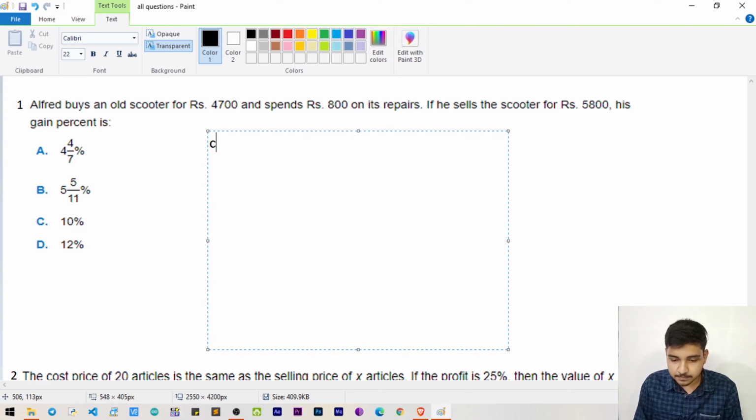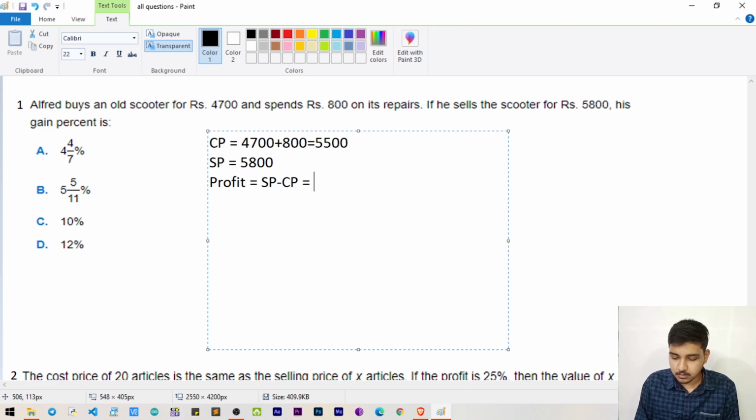So CP is equal to 4700 plus 800, which equals 5500, the total cost price. And next, the selling price is 5800. So in order to find out the profit, you can simply subtract cost price from selling price. So profit is equal to SP minus CP, which equals 300, right? So 5800 minus 5500 is 300. So the profit is 300 rupees.